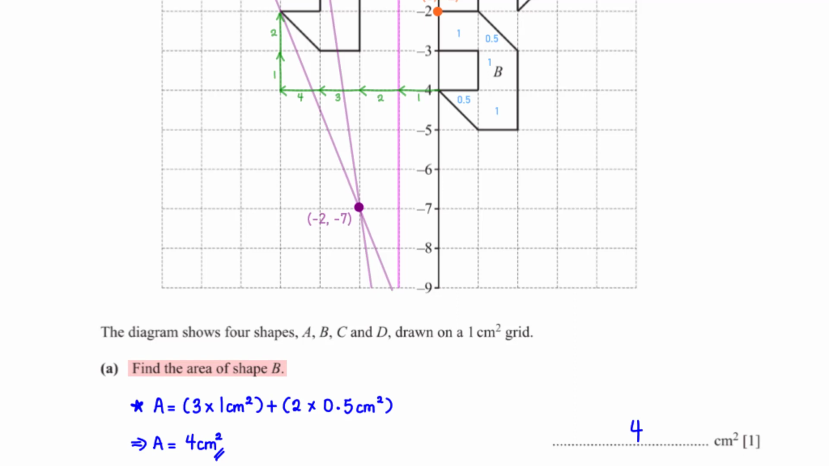The grid is a 1 cm square grid, so each of the 3 squares in shape B has an area of 1 cm². The area of each of the 2 triangles is half times 1 times 1 cm², which is 0.5 cm². So for the area of shape B, we have 3 times 1 cm² plus 2 times 0.5 cm², which is equal to 4 cm².